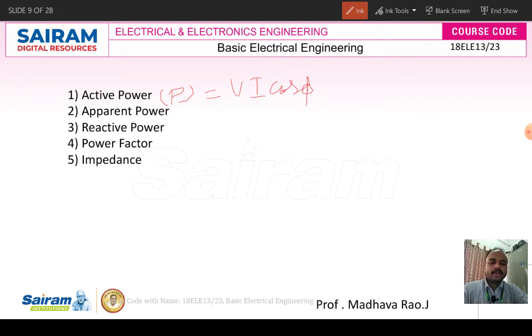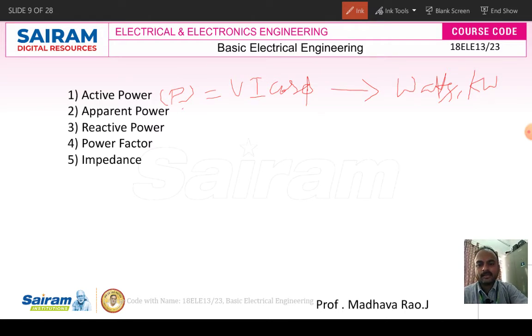Active power is denoted with P. You can also call it real power or true power. It is defined as the product of apparent power and power factor, VI cos phi. The unit of active power is watts or kilowatts. So this is about active power.